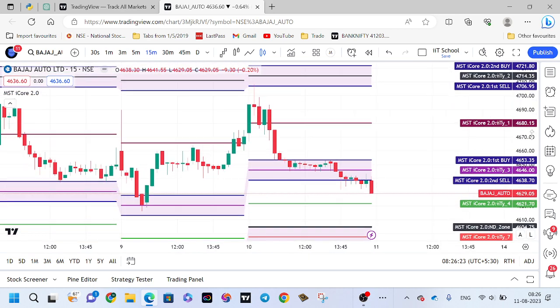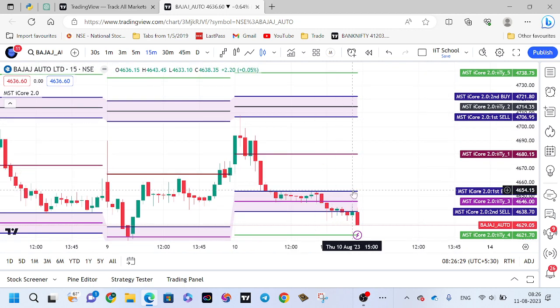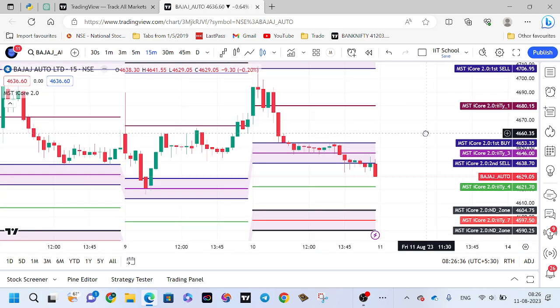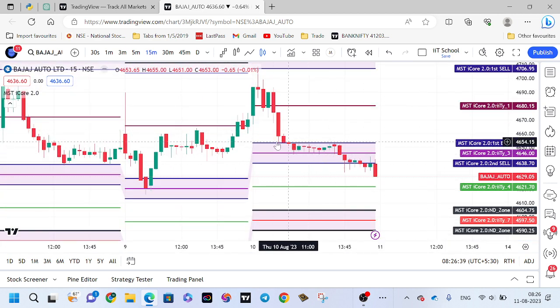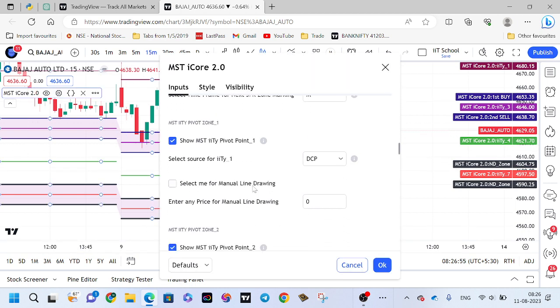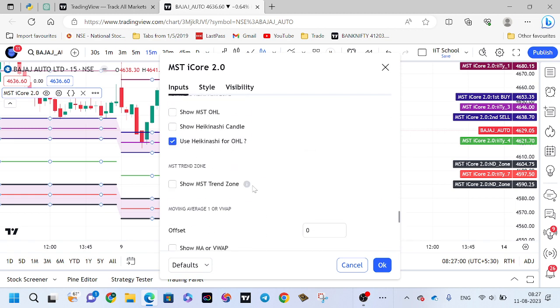Earlier we only had these lines: top side 3 lines, bottom side 3 lines, and mid side one line. Now I have extended the targets. If this buy zone is broken, this will be the next support. If that is also broken, this will be the support. If this is also broken, what will be the support? So here I have added 6, 7, 8 in the indicator.